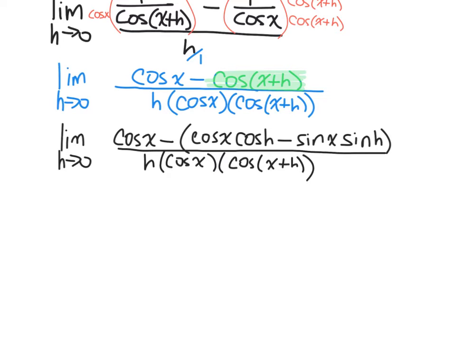Anyway, so I can distribute the negative. You could do it on the fly if you want. Just change signs here so that you don't have to rewrite the next step just for the purpose of changing a sign. Probably a good idea.